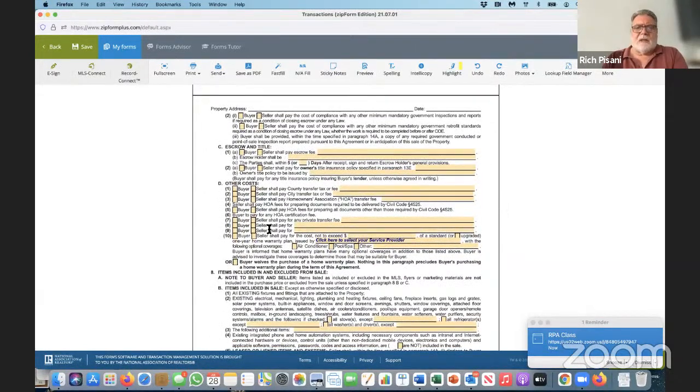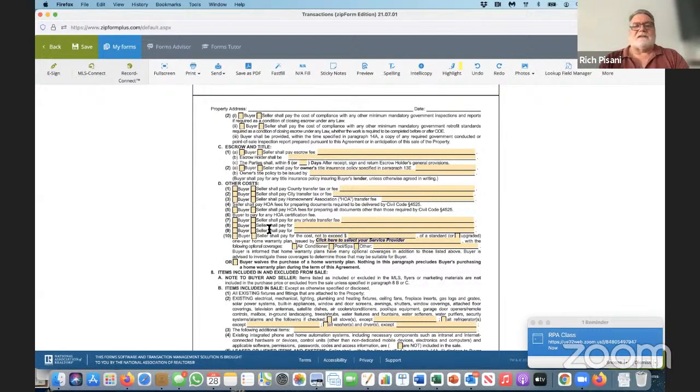Escrow and title. Buyer and seller, check both boxes. Each pay their own fees. Do not say 50-50, because escrow fees aren't 50-50. It's each pay their own. The buyer pays theirs, seller pays theirs.